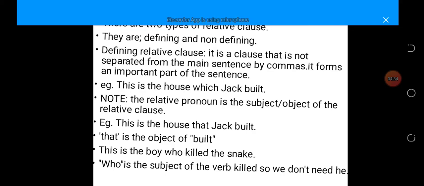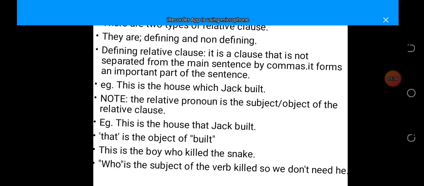Example, this is the house which Jack built. Here we cannot separate which Jack built from this is the house because we would want to make more meaning, that is, to talk more about the house in the sentence. And it also comes as a whole sentence without the use of comma. We should pay close attention.